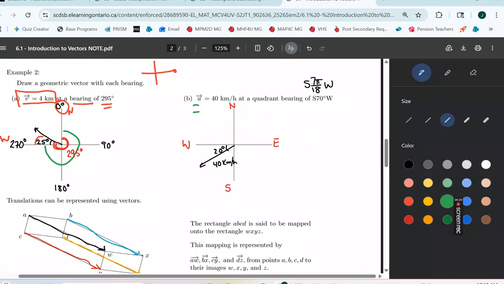Okay, next vector, vector u is 40 kilometers per hour at a quadrant bearing of south 70 degrees west. So south 70 degrees west, which means that green arrow represents 70 degrees, right? Which means that this little angle here is 20, because 70 plus 20 is 90 degrees. And the magnitude of this vector is 40 kilometers per hour.